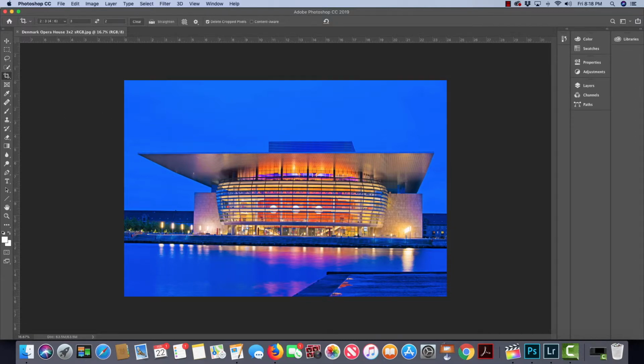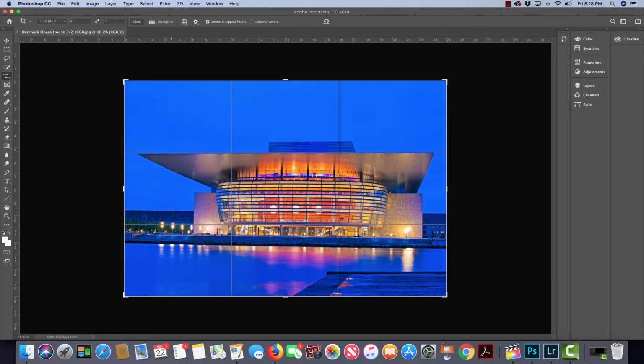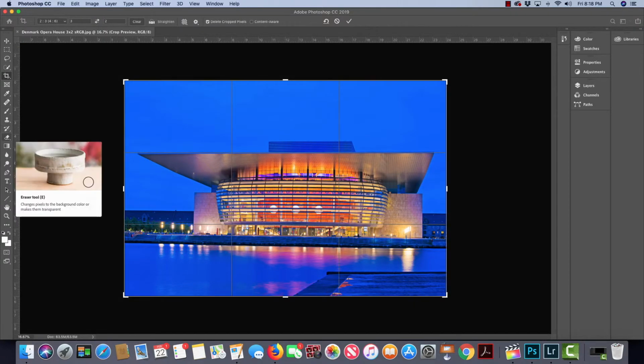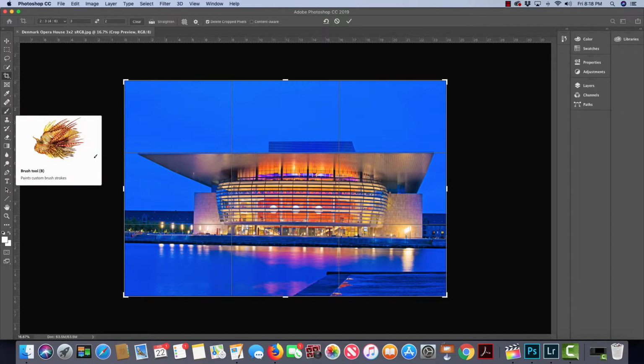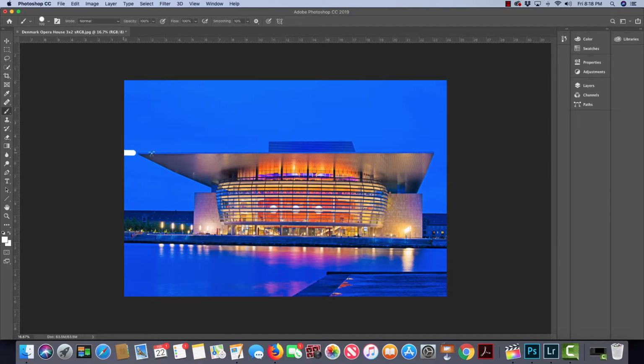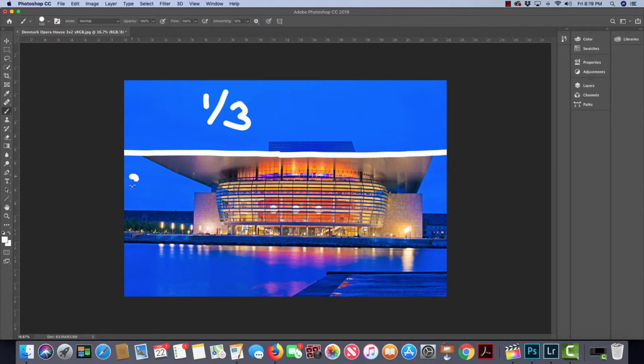Also, if we take a look at the rule of thirds, you're going to see that there is a line that intersects and aligns directly with the top of this guy right here, which is the rooftop of the Opera House. So what we have is 1/3 up here and the other 2/3 down to the bottom.